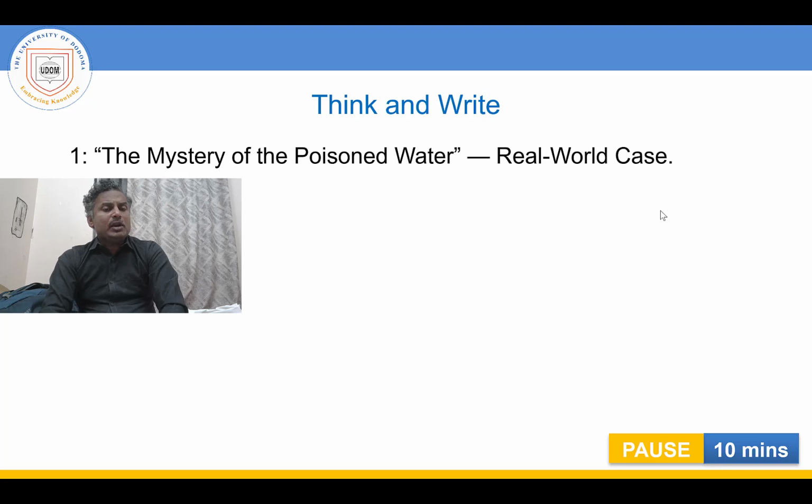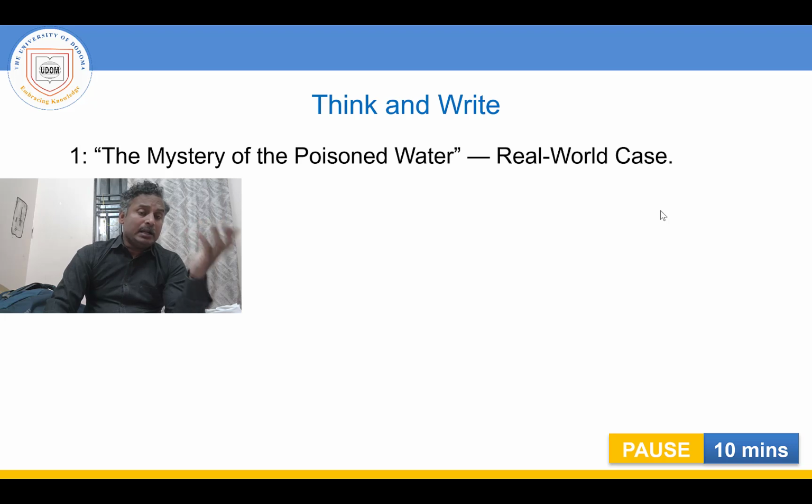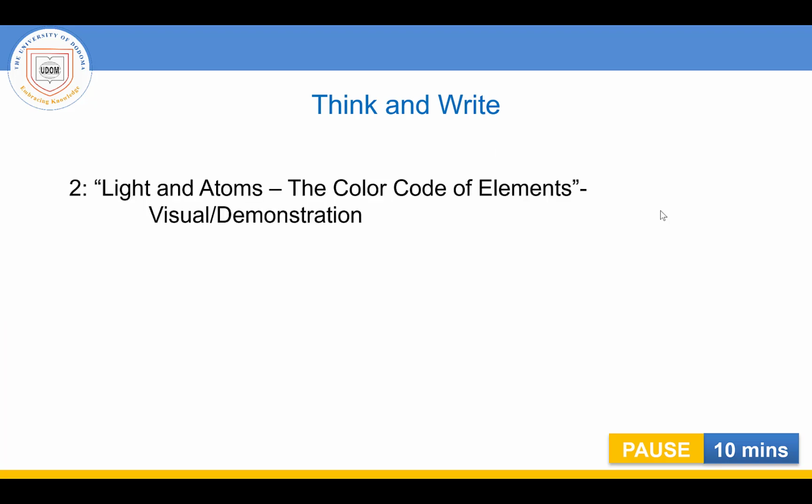Let me ask you a question. What is the mystery of poisoned water in the real world case? In the newspaper and on TV channels, maybe you have heard about water poisoning. What could be the reason for water poisoning? Light and atoms are interacting, and after interacting, each element will show a particular color. What is the color code of elements?